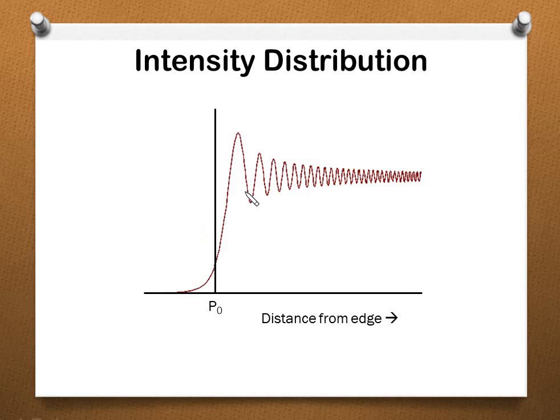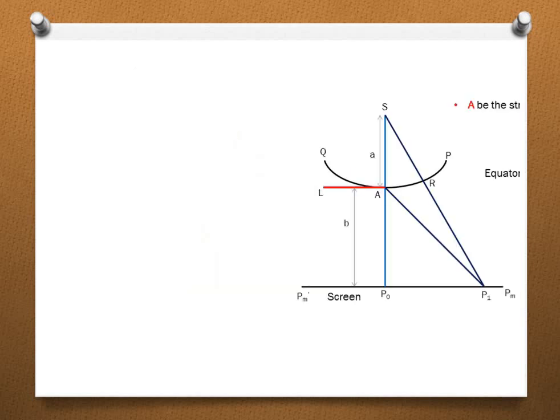At this point, in the first minima, the first and second half period zones are exposed. For the second maxima, the first 3 half period zones are exposed. For the second minima, the first 4 half period zones are exposed, and so on. So that's what the result is. Now just try to calculate when this situation is happening.